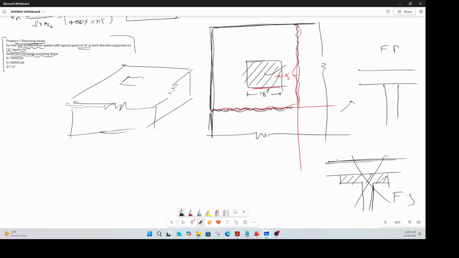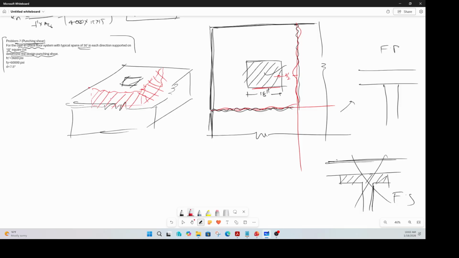Here is a column, right? This is where our column is, and the critical shear plane is something like that. So the critical shear plane is like that, and it has a certain depth, obviously. That means the critical shear area is that area here. Okay, so that's in 3D.